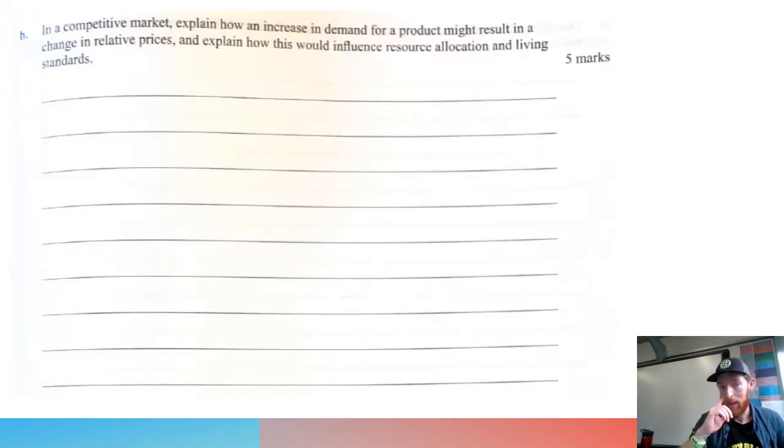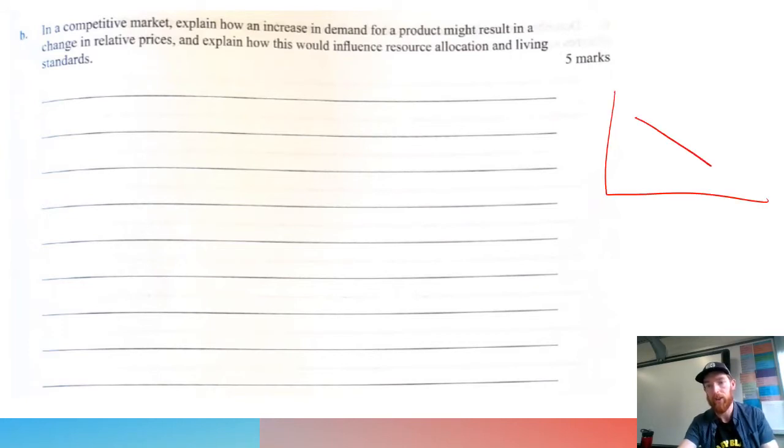Part B though. Part B is a fairly difficult question in that there's a lot going on with it. So in a competitive market, explain how an increase in demand for a product might result in a change in relative price. Explain how this could influence resource allocation and living standards. So what I'm assuming they're asking here is for a situation that would cause demand to have a favorable shift to the right, and how that would then affect resource allocation and living standards.